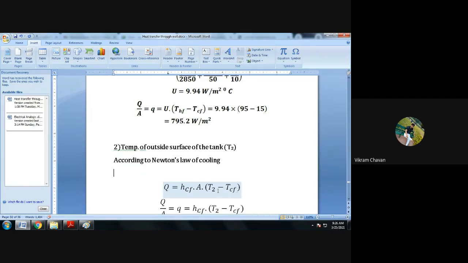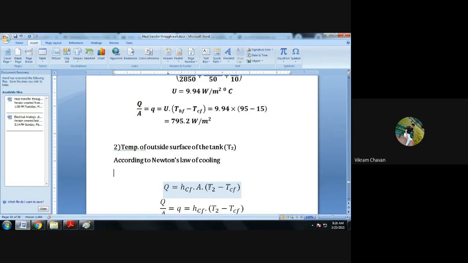Okay, T2 minus T suffix Cf. So this is the equation for the heat transfer from the outside surface of a tank to the external environment, where this H suffix Cf is the convective heat transfer coefficient of a cold fluid.